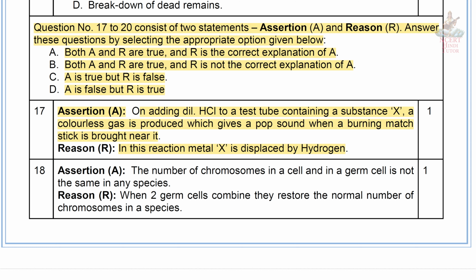18. Assertion A. The number of chromosomes in a cell and in a germ cell is not the same in any species. Reason R. When two germ cells combine, they restore the normal number of chromosomes in a species. So, answer is B. Both A and R are true and R is not the correct explanation of A.